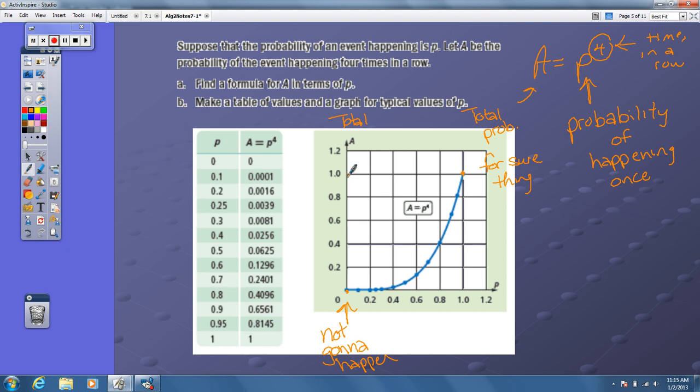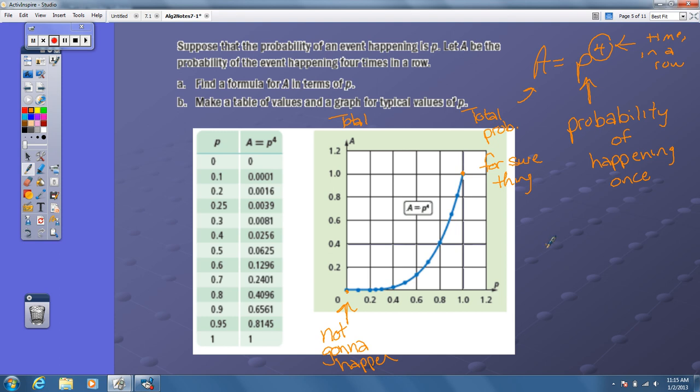Same thing with 0. If it's that red spinner, and I said what's the probability that it's going to end up blue? Well, it's not going to happen. So what's the probability that it will happen 4 times in a row? Still not going to happen. So 0, 0, and 1, 1 are our boundaries. Now this is where it gets super exciting to me.